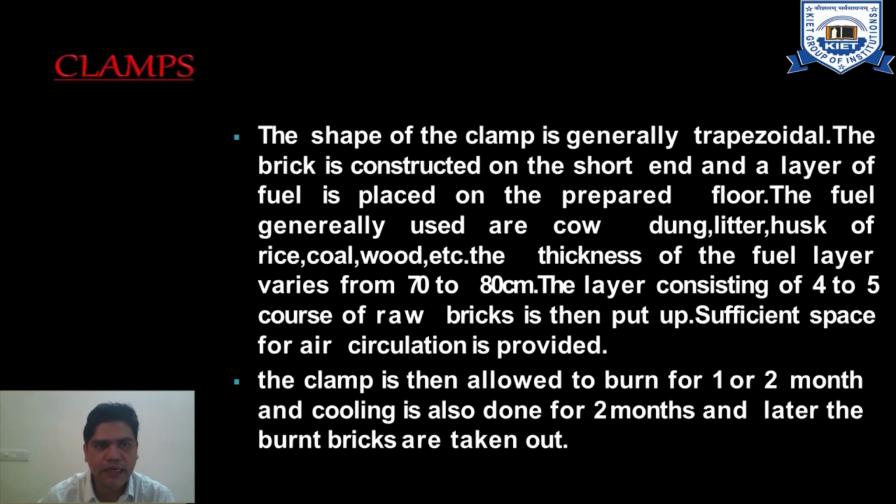Now, burning is either done in clamps or kilns. The shape of the clamp is generally trapezoidal. The brick is constructed on the short end and a layer of fuel is placed on the prepared floor. The fuels generally used are cow dung, litter, husk of rice, coal, wood, etc. And the thickness of the fuel layer varies from 70 to 80 centimeters. The layer consisting of 4 to 5 courses of raw bricks is then put up. Sufficient space for air circulation is provided, and the clamp is then allowed to burn for 1 or 2 months, and the cooling is also to be done for 2 months, and later the burnt bricks are taken out.